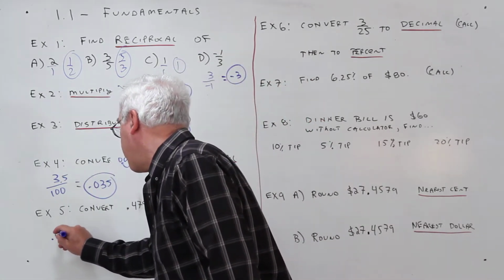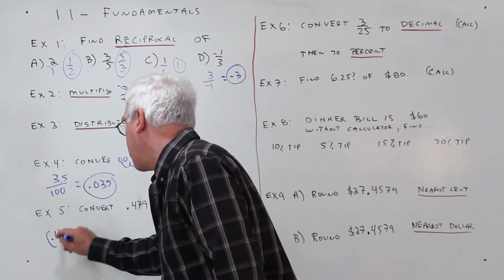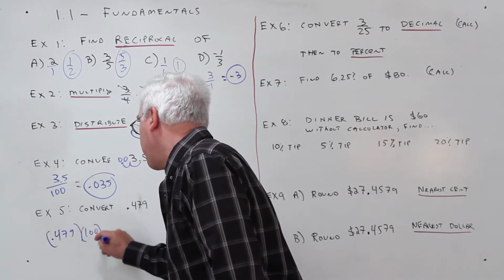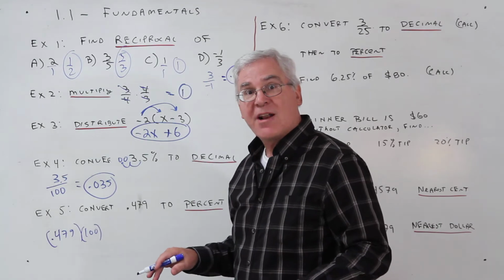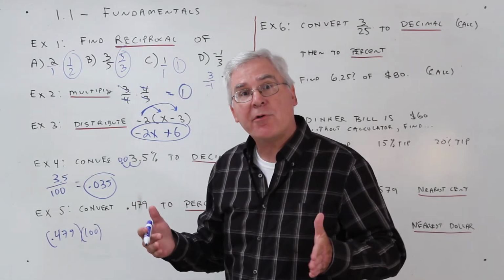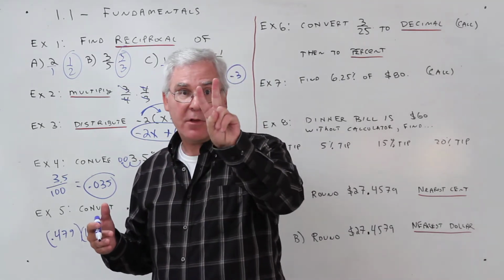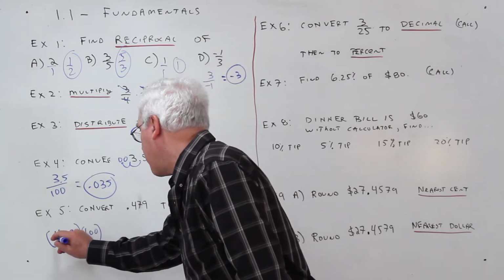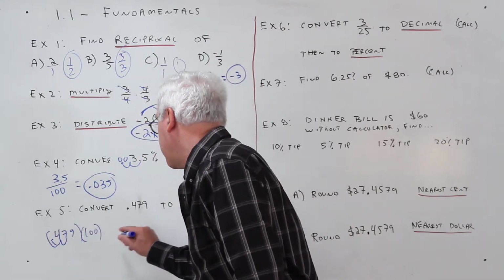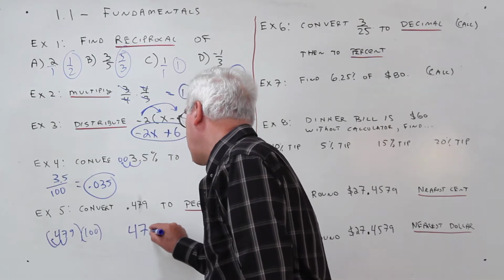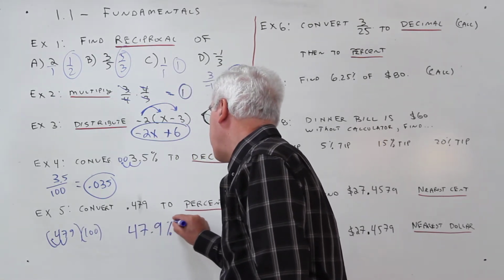Convert a decimal to percent, then we're going to multiply by 100. So 0.479 times 100. You could use your calculator, but an easier way to do, whenever you multiply by 100, you move the decimal place 2 places. So 1, 2, so 47.9%.